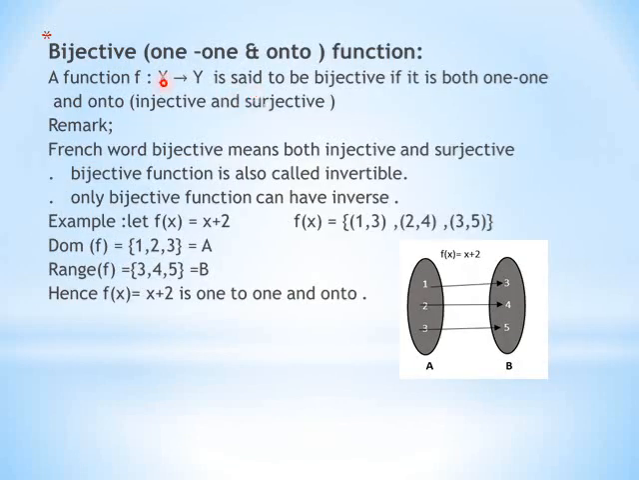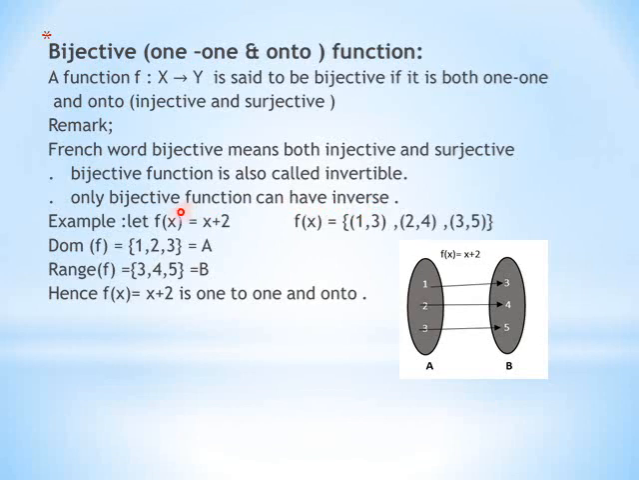Now the bijective function. Bijective is both one-to-one and onto. A function from X to Y is said to be bijective if it is both one-to-one and onto. The French word bijective means both injective and surjective. A bijective function is also called invertible. This is where we had to reach. Only a bijective function can have an inverse. This is a second year topic.